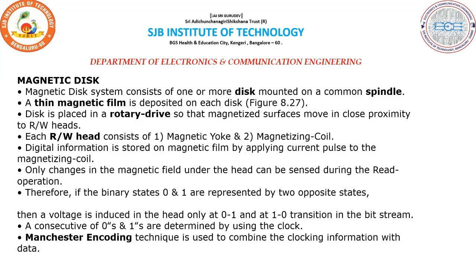Only changes in the magnetic field under the head can be sensed during the read operation. Therefore, if the binary states 0 and 1 are represented by two opposite polarities, then voltage is induced in the read head only at a 0 to 1 or 1 to 0 transition in the bit stream. The consecutive zeros and ones are determined by using the clock. So Manchester encoding is used to combine the clocking information with the data.